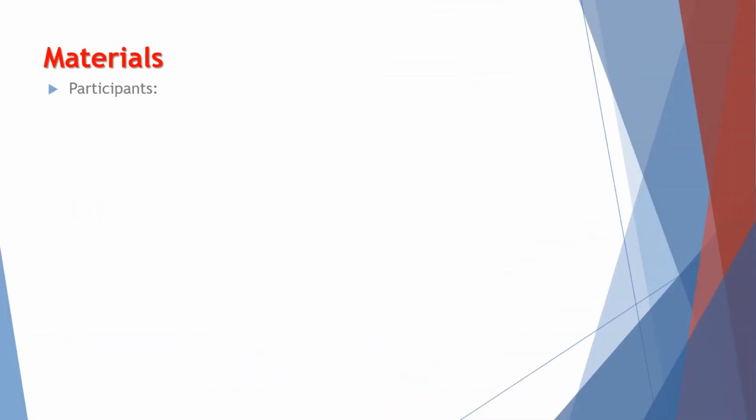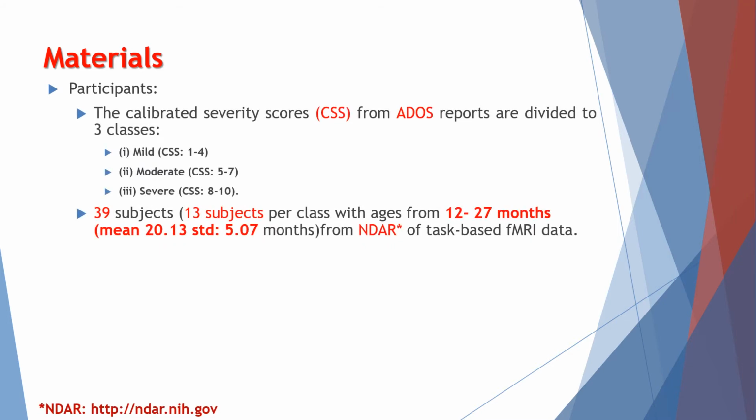In order to divide the subjects into 3 groups, we have used the calibrated severity scores, or CSS, from the ADOS reports, and they are divided into 3 classes. Subjects who have a CSS from 1 to 4 are mild, others who have a CSS from 5 to 7 are moderate, and the rest who have a CSS from 8 to 10 are severe. We have included 39 subjects, 13 subjects per class, with young ages from 12 to 27 months. The mean age is 20.13 and the standard deviation is 5.07 months.